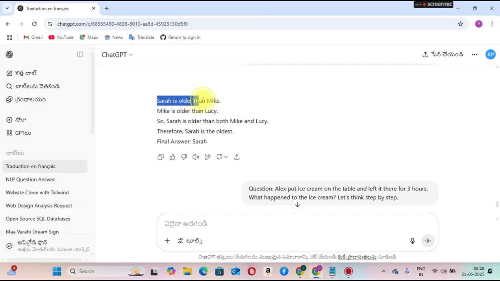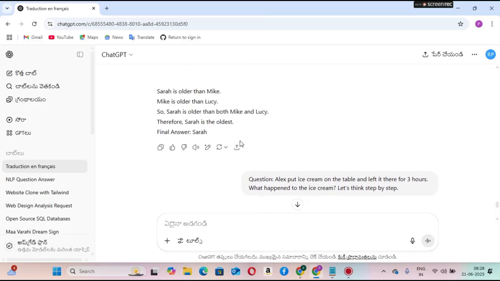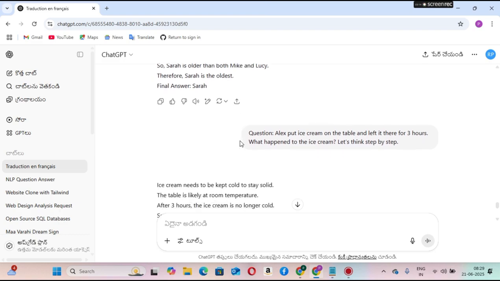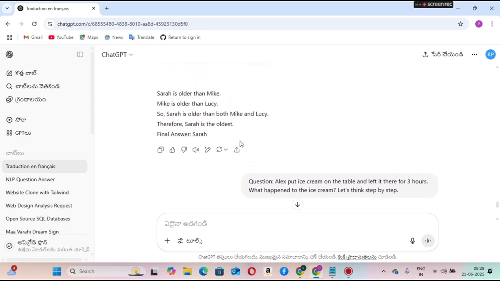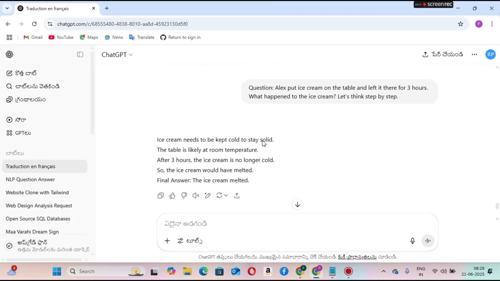So when you hit enter, AI outputs that Sarah is older than Mike. Mike is older than Lucy, so Sarah is older than both Mike and Lucy. Therefore, Sarah is the oldest. So final answer is Sarah. So here the model compares people one by one using logical steps. If we didn't ask for step by step thinking, it might have guessed or skipped steps. So chain of thought helps to preserve logic and to handle problems that require comparisons or ordering.